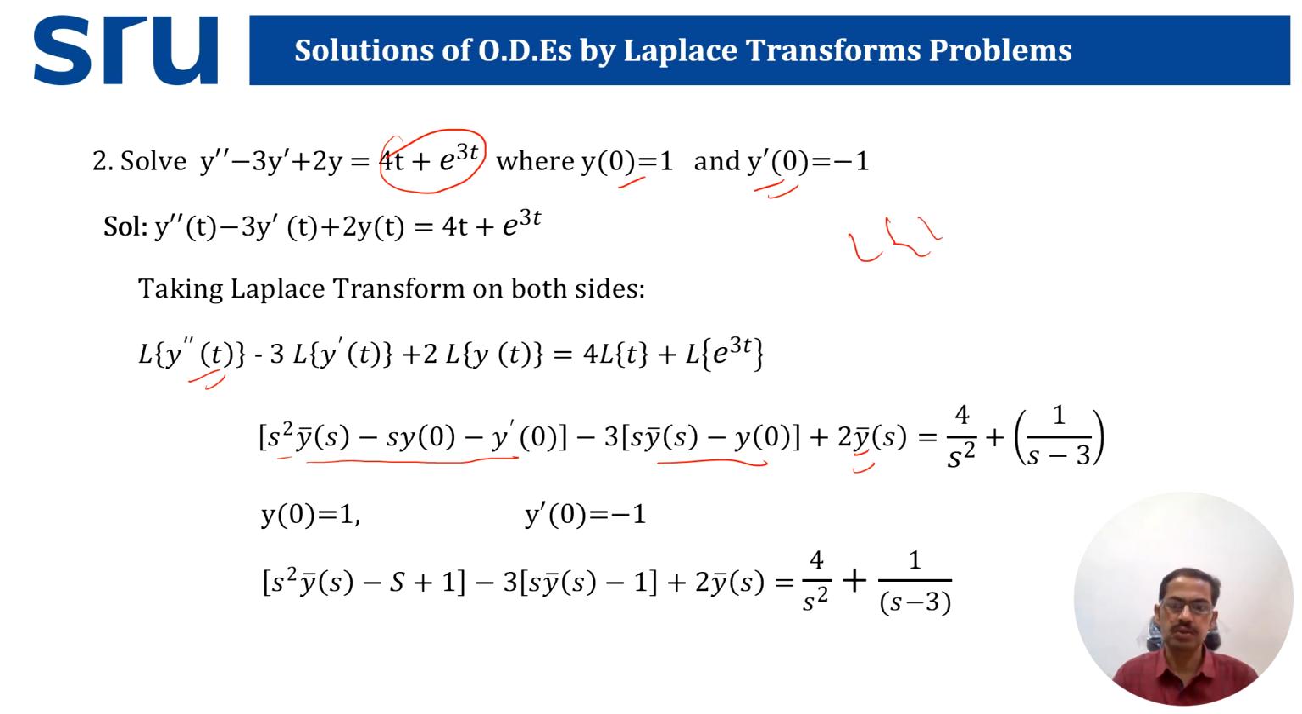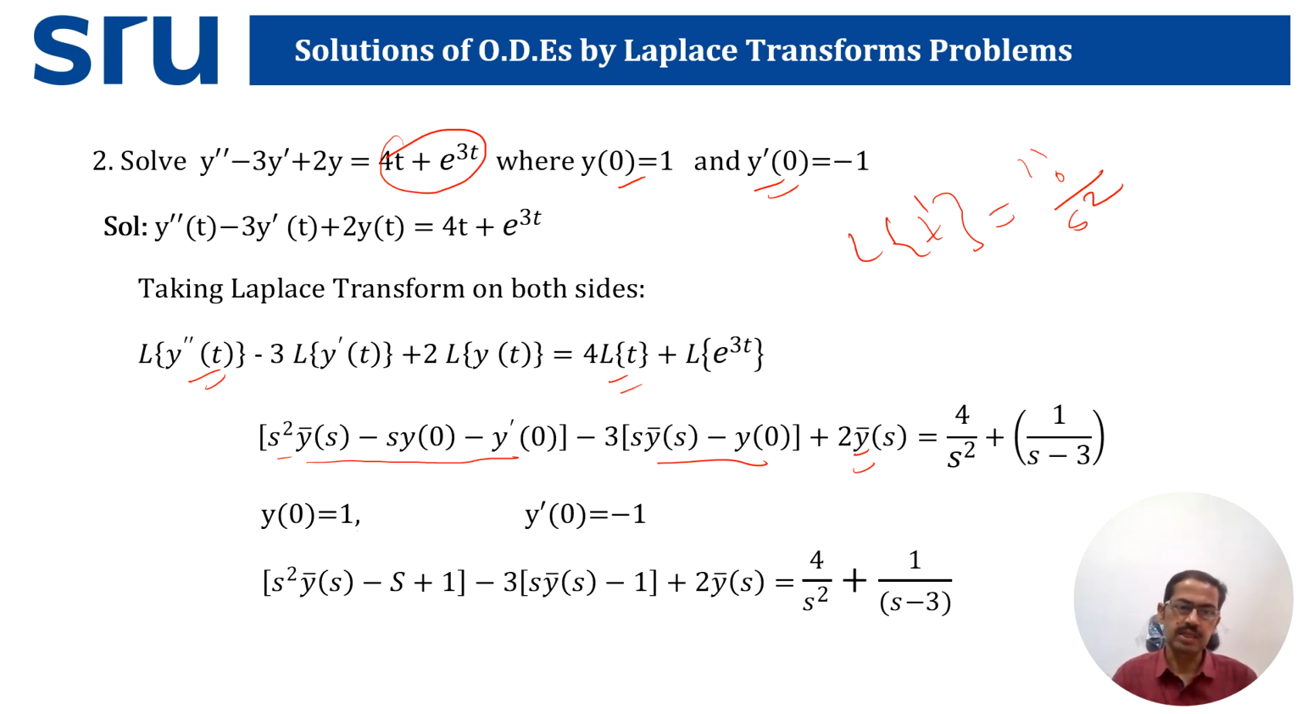What is the Laplace transform of t? It is t power 1, so 1 factorial by s power n plus 1, so s square: 1 factorial by s square. So the Laplace transform is 1 by s square. Here 4 is already there, so 4 by s. The Laplace transform of e to the power of 3t is 1 by s minus 3.